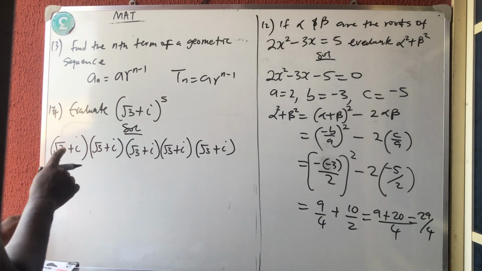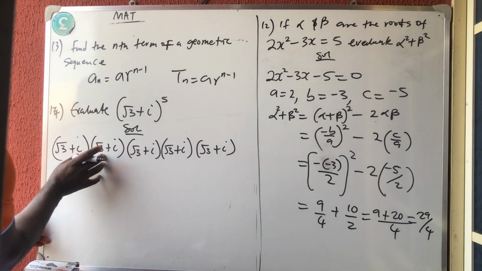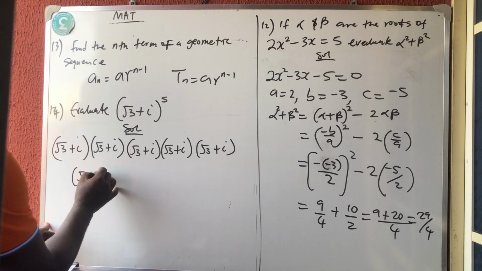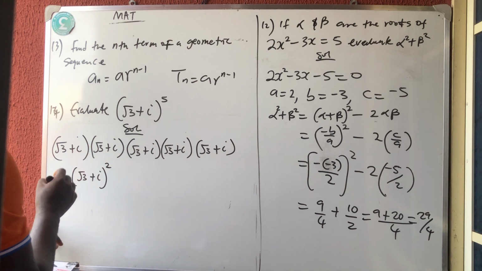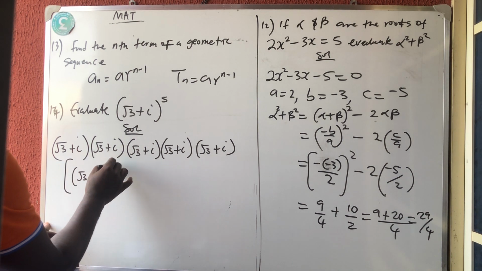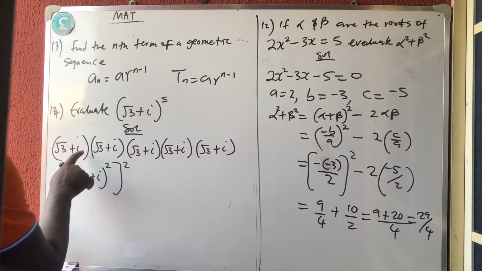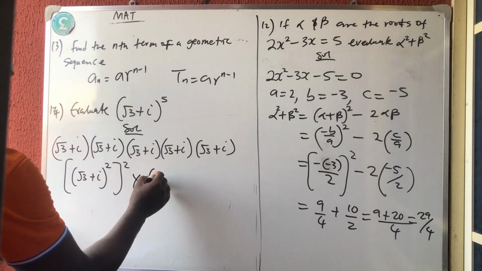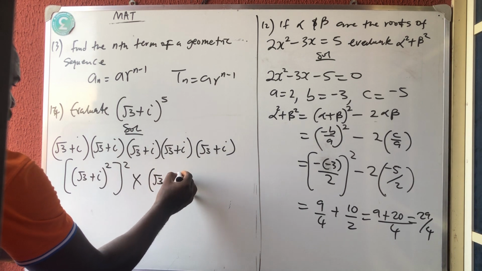But me, I know that these two will give me root 3 plus i all squared. Then another all squared will make it how many? 1 2 3 4. We make it 2 times 2, 4. Then times the remaining one, root 3 plus i.